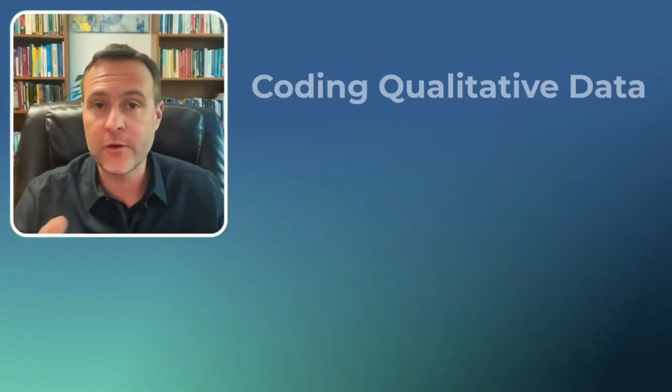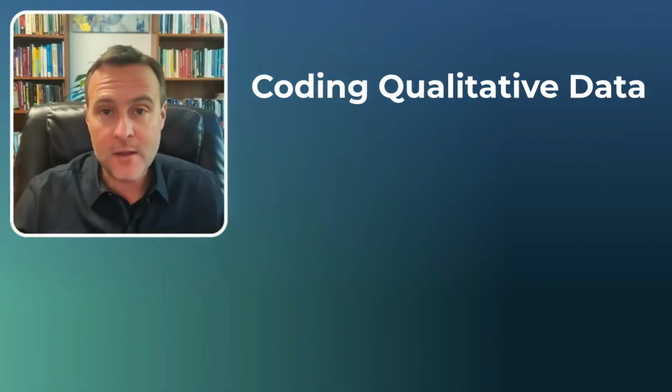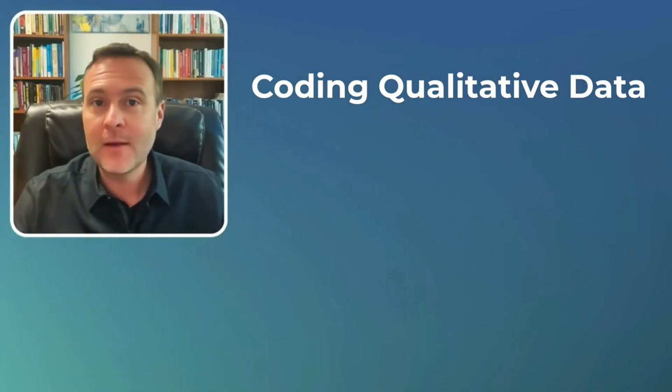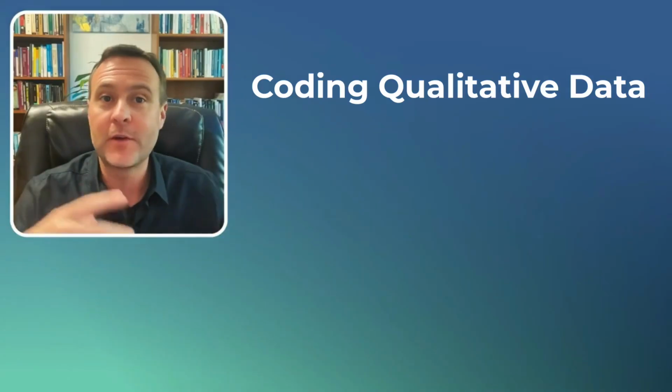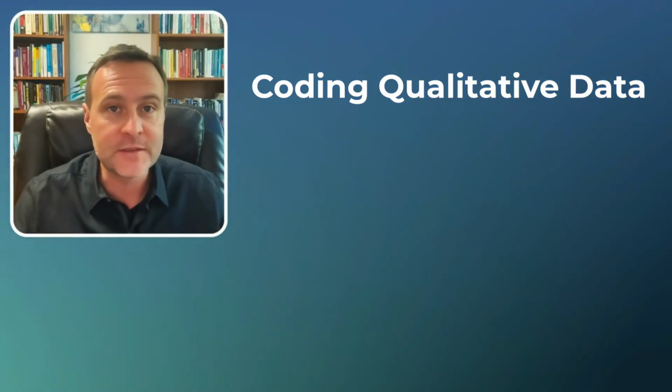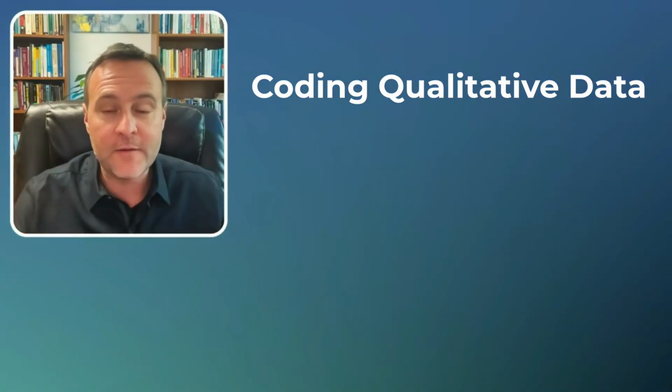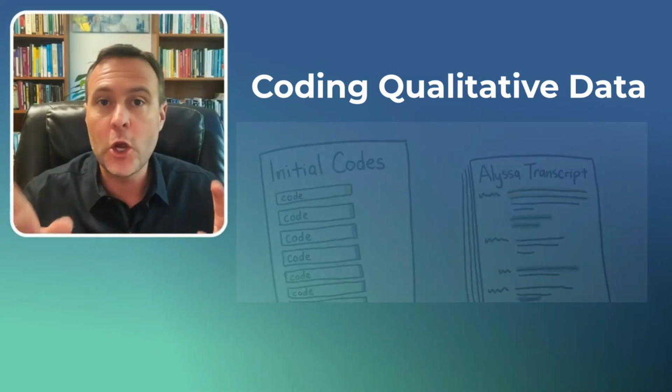So now that you have some data, maybe you did some interviews or you took some field notes and you want to start analyzing it. So how do you do that? It's a little different than quantitative data, which is usually a spreadsheet of numbers, and you can use statistical software to run statistical analyses. With qualitative data, you do a process called coding.